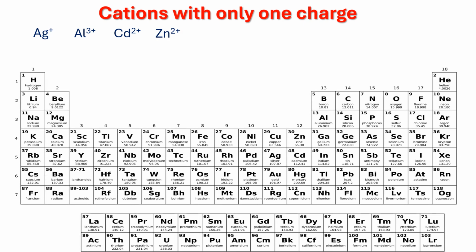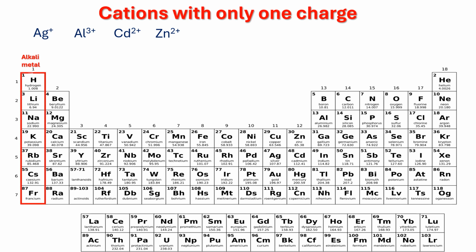Before we start with the presentation, let's talk about some cations which only have one charge, meaning that their charge never changes. So we have silver, normally with a positive 1 charge, aluminum with a positive 3 charge, cadmium with a positive 2 charge, and zinc with a positive 2 charge.